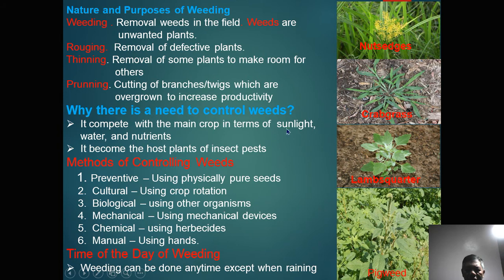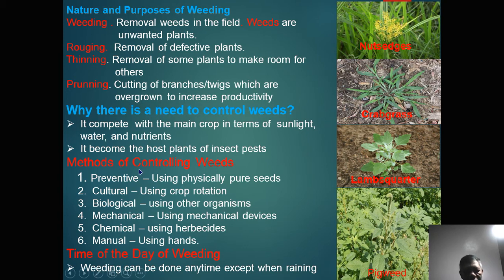Okay, so these are the primary reasons why we need to control weeds, and of course controlling weeds will result in high productivity in your endeavor, shall we say, crop production and gardening.